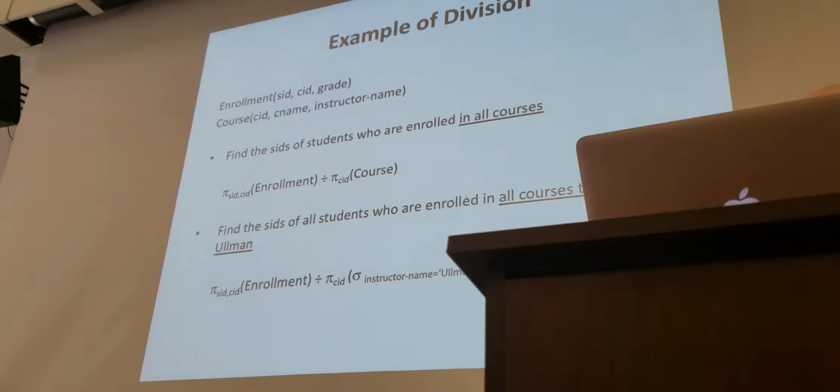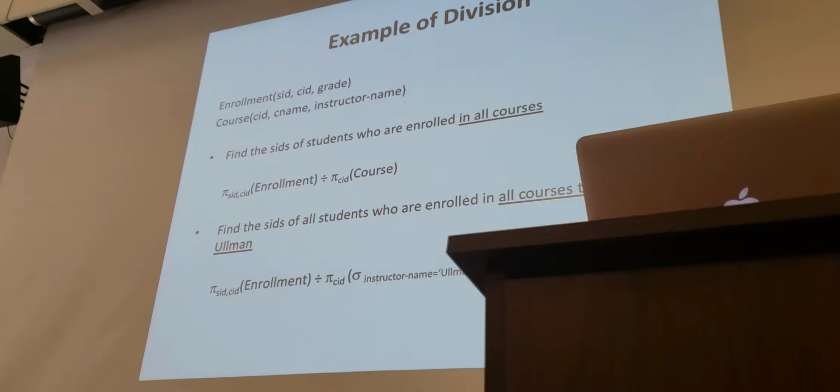Find the SIDs. Jeff Ullman is one of the co-authors of our textbook. Find the SIDs of all the students who are enrolled in all the courses that are taught by Jeff Ullman. So I'm not going to require that the students be enrolled in all courses, just the courses that Jeff Ullman teaches. So I go ahead and take course, and I take sigma, instructor name is Ullman, and then I take the projection of that because all I want is a CID.